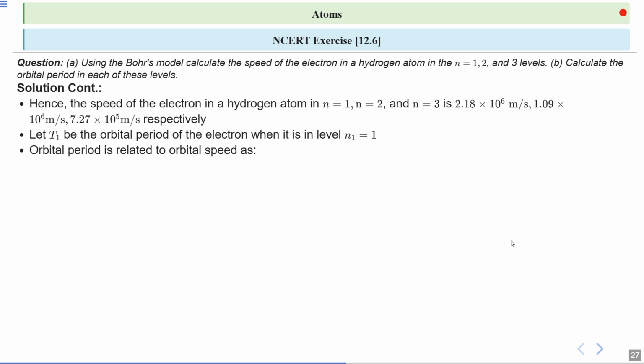Let's see the formula that connects these quantities. The formula for the orbital period is T1 equals 2 pi R1 upon V1. Here T1 is the time period or orbital period, R1 is the radius of the orbit for n equal to 1, and V1 is the speed of the electron in that orbit. Let's clarify what each variable means. R1 is the radius of the orbit of the electron when it is in level n1 equal to 1.